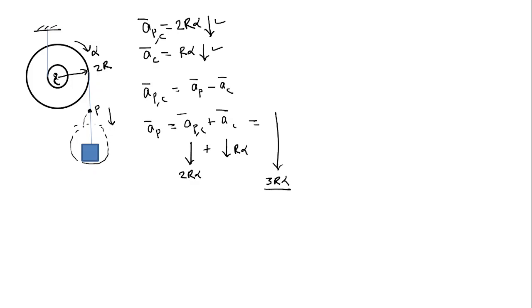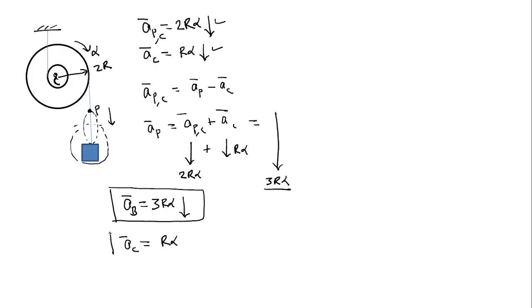And as the string is tight between P and B, the acceleration of the block will be the same as a_P, and it will be 3r alpha downwards. Okay. a_B is 3r alpha downward and a_C we have already seen is r alpha downward. So see, by this method also we got the same acceleration. So you can choose whichever method you like.